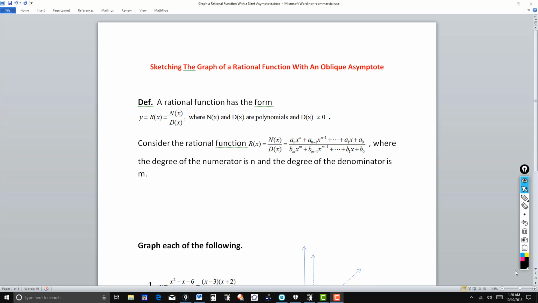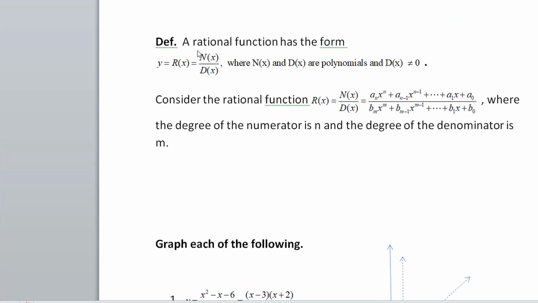In this video, I'm going to go over how to sketch the graph of a rational function that has an oblique or slanted asymptote. Okay, here's your definition. A rational function has the form n of x over d of x, where n and d are polynomials. The denominator cannot be 0. Then you have your general form here, where the degree of the numerator is n, and the degree of the denominator is m.